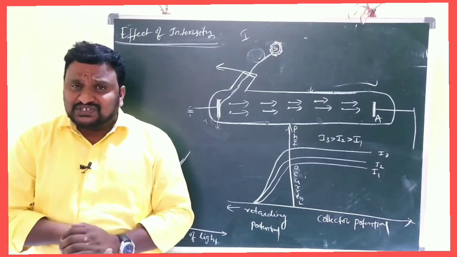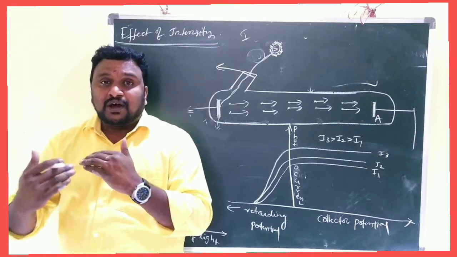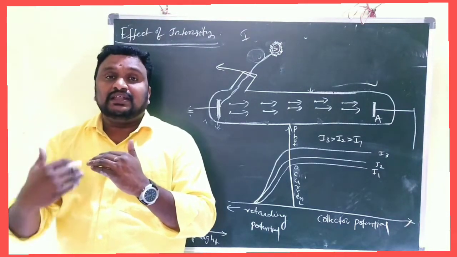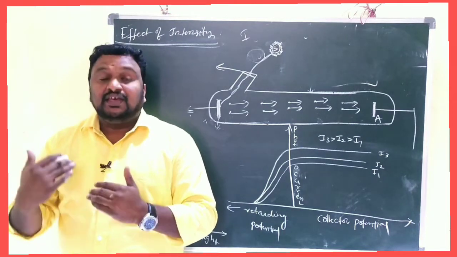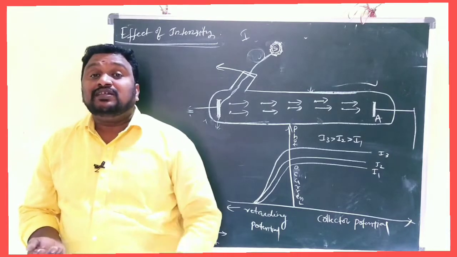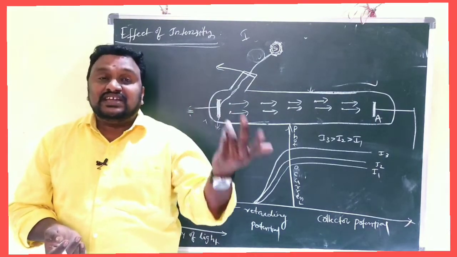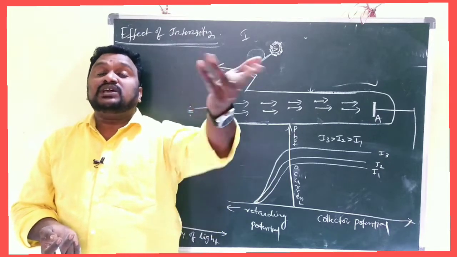So then what do you have to say, children? When intensity increases, the number of electrons emitted by the C also increases. It means that there is a direct proportionality between the intensity and the photoelectrons. When we increase the intensity, the photoelectrons also increase.